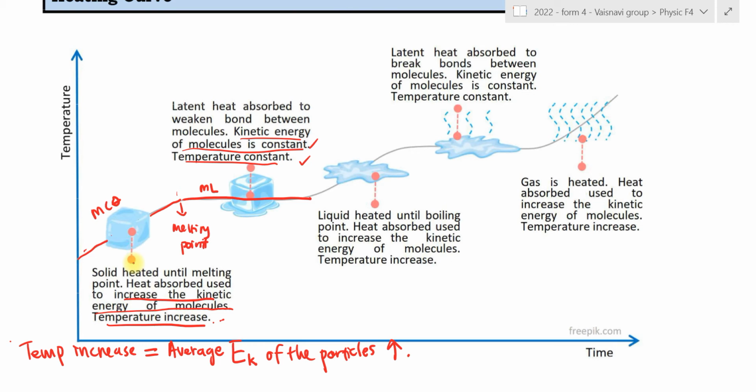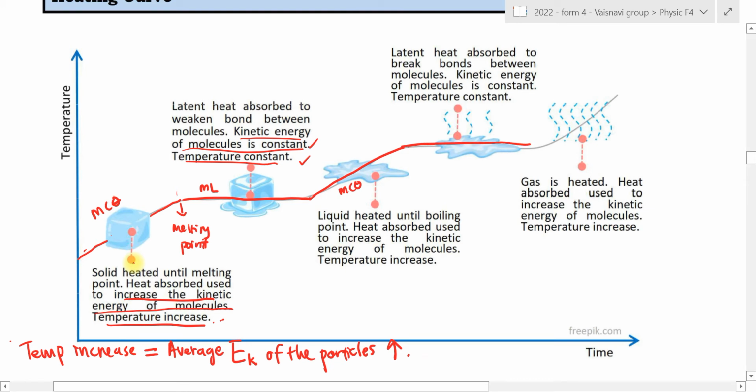Okay, so here it will be solid plus liquid, and then dia fully jadi liquid lah. Liquid heated until the boiling. As usual, heat absorbed is used to increase the kinetic energy of the molecule, so temperature naik. So we use mc theta here. Dekat sini latent heat absorbed, to break bond between the molecules.